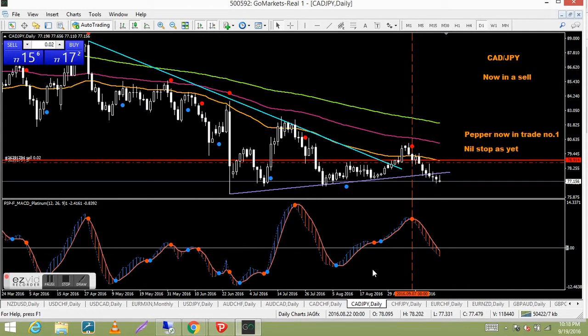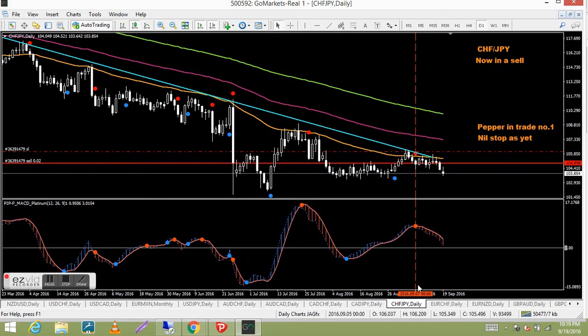Canadian Japanese yen, we're in a sell trade here in both accounts, and stop. I'll check that one, but it's at break even for the Go Markets account. I don't think it is for the Pepperstone yet, so it should be. I'll check that one because it's going through the zero level. So I'm going to move it to that level there. I'll check it after I've done this video.